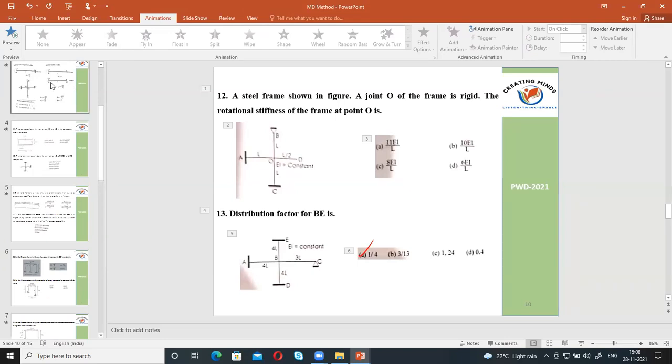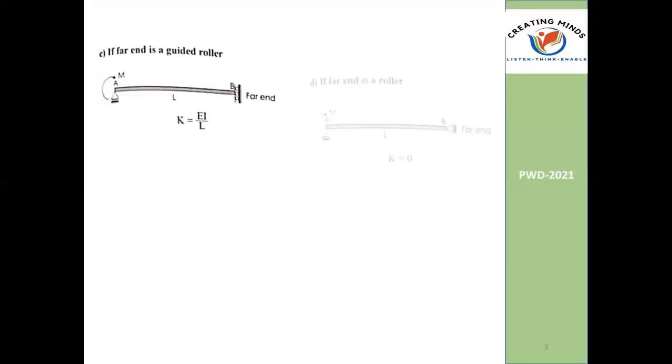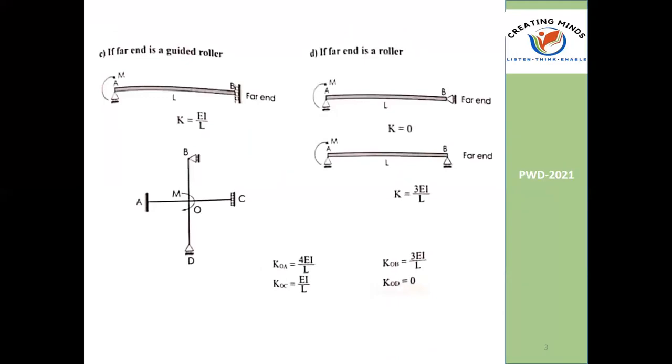So please go to this slide and refer to this. Here you just see I have explained this particular thing for the roller condition. So generally they will provide a roller. If they provide a roller, then it is 0. This kind of roller is very, very important. Sometimes they will ask this kind of roller, then EI by L. They can give it like this also.